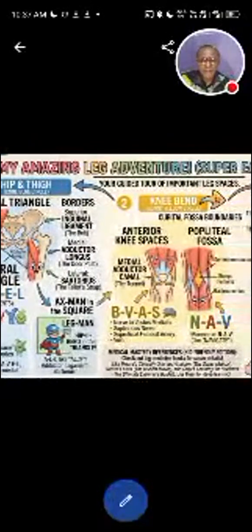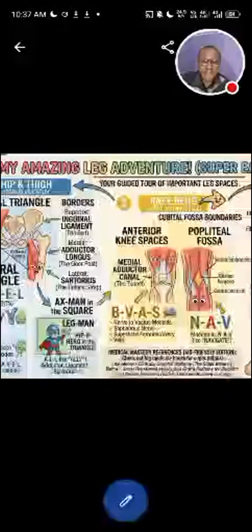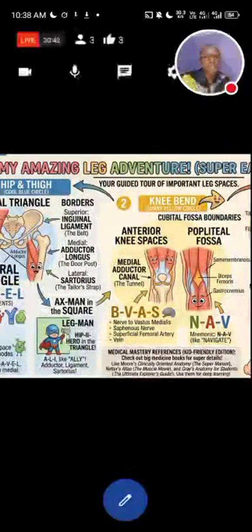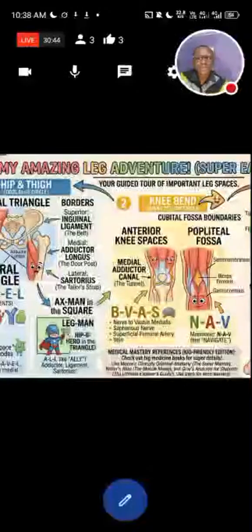Lower limb spaces. We have looked at the upper limb, the fossa, and all that. These are contents of the femoral triangle, NAVEL. You see, so leg, like adductor longus, sartorius. Okay, so knee, you can see anterior spaces.